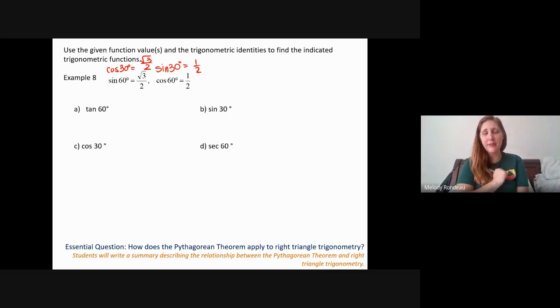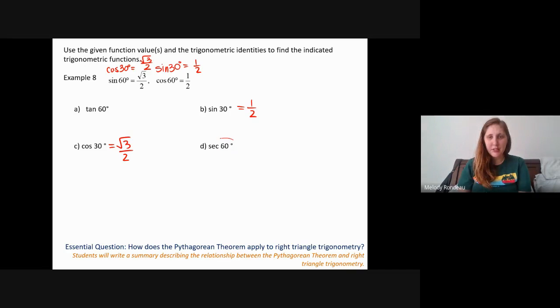So once I have that, notice I didn't even try to answer the questions yet. I just said, this is what I'm given. I'm going to do something I know. So now I'm going to go through and look at my questions. One of my questions was part A says tangent. I haven't even talked about tangent yet. I'm going to skip it. I'm going to go to B, sine of 30. We just wrote that down. It's 1/2. Then I'm going to go to C, cosine 30. We already wrote that one down. It's √3/2.